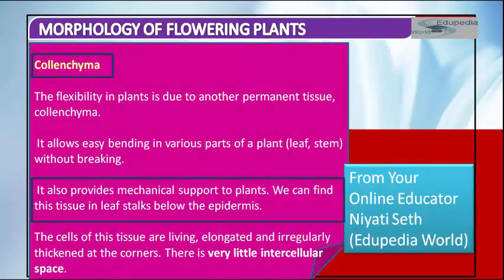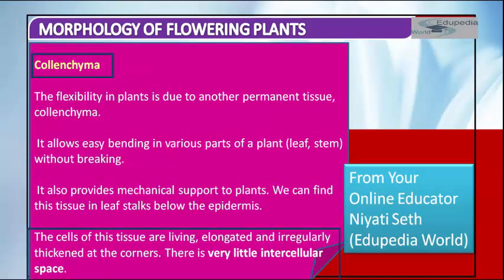It also provides mechanical support to plants. We can find this tissue in leaf stalks below the epidermis. The cells of this tissue are living. They are elongated and irregularly thickened at the corners. There is very little intercellular space, as I told you, and they provide mechanical support to the growing parts of the plant such as the young stem or petiole of a leaf.